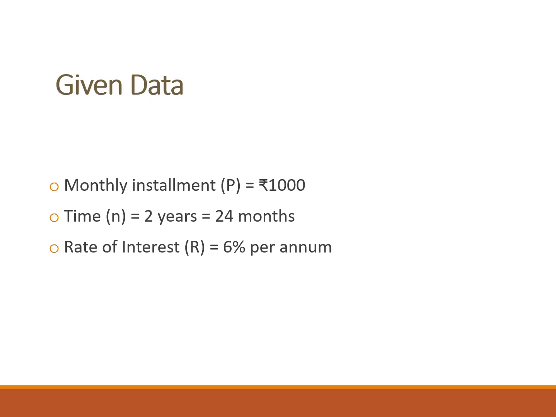Here is the data provided in the question. The monthly installment, represented by P, is 1,000 rupees. The total duration is 2 years, which means 24 months. The rate of interest, R, is 6% per annum.